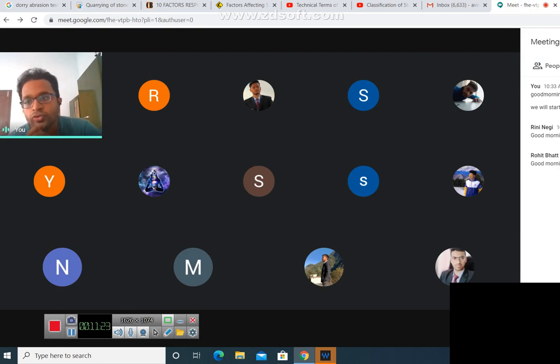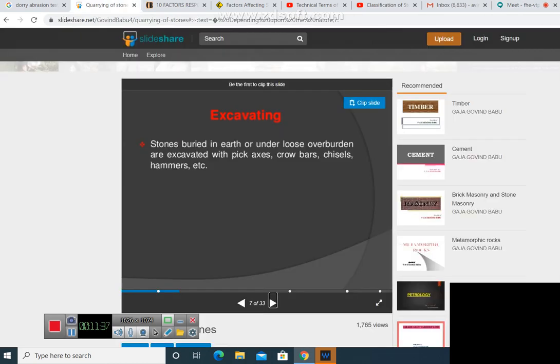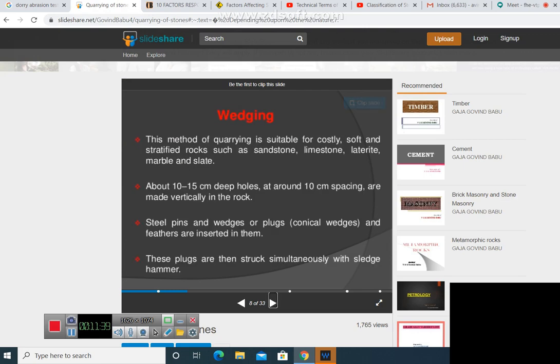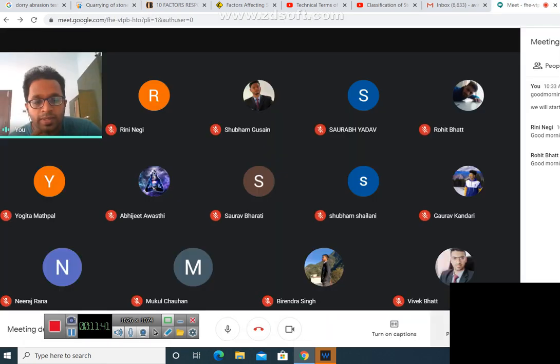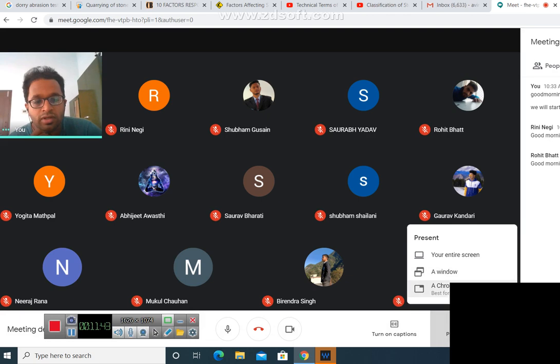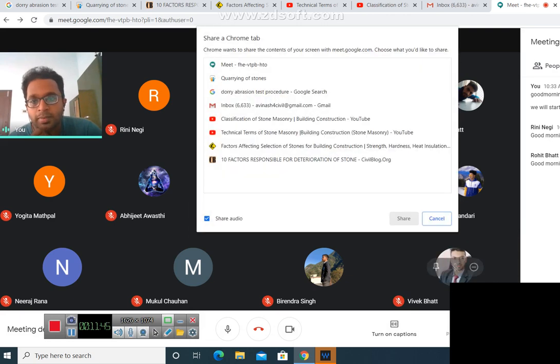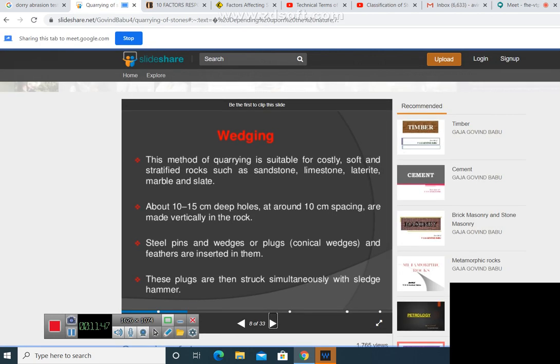When the loose overburden needs to be dug out to obtain the stone, where you can use hand tools like pickaxes, hammers, chisels, etc., in such a case you will be going for excavation. Excavation is one method. Another method of quarrying which we have to see after excavation is known as wedging.